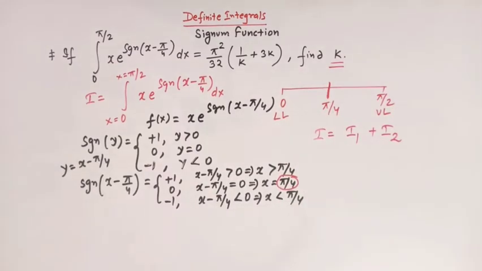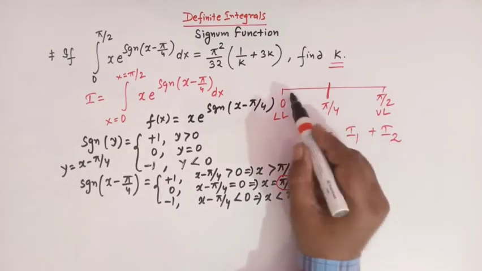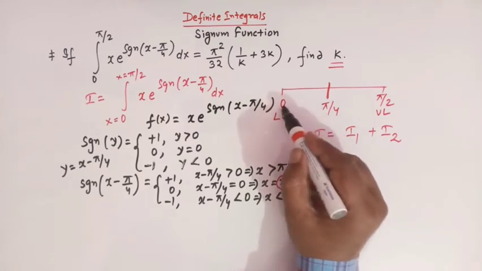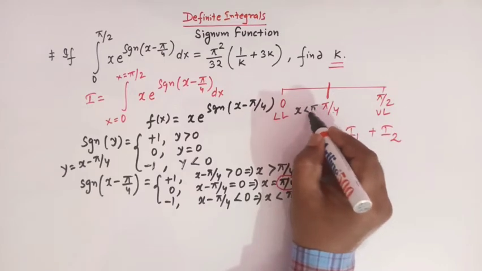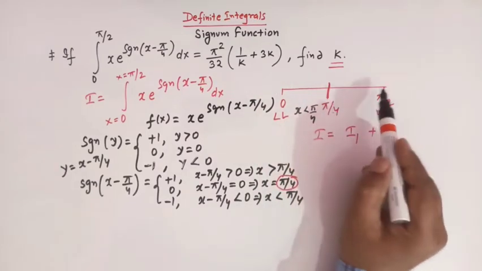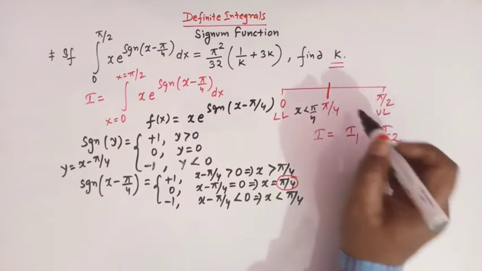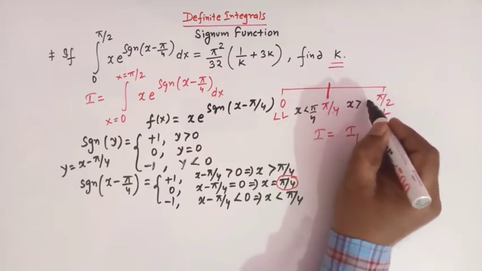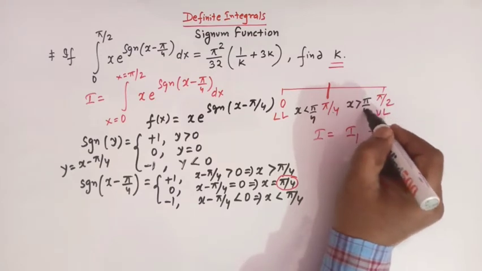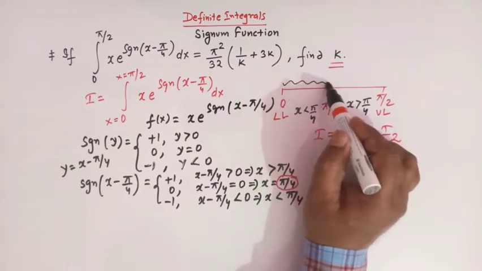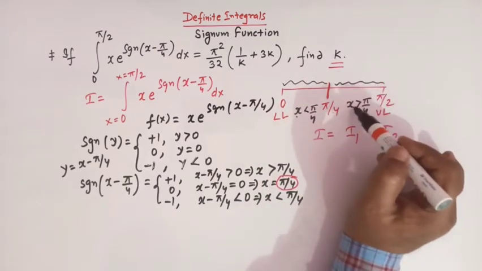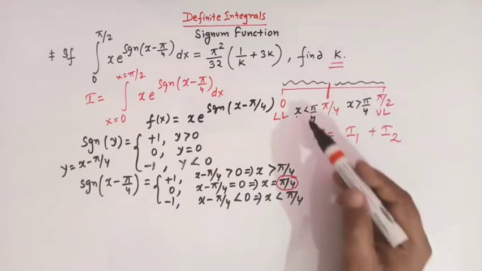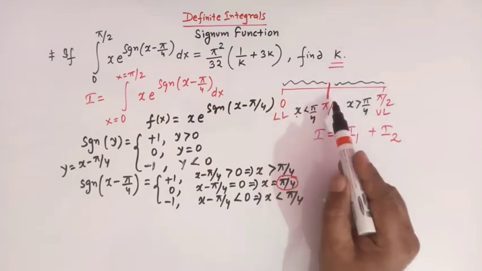Now here we also see that whenever we take any value of x between 0 and pi by 4, then x is less than pi by 4, and whenever we take any value between pi by 4 and pi by 2, x is always greater than pi by 4, right? So in this section we have x less than pi by 4, and in this section we have x greater than pi by 4, or in other words we can say that we have two intervals.